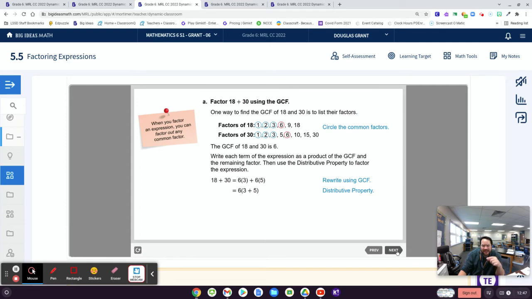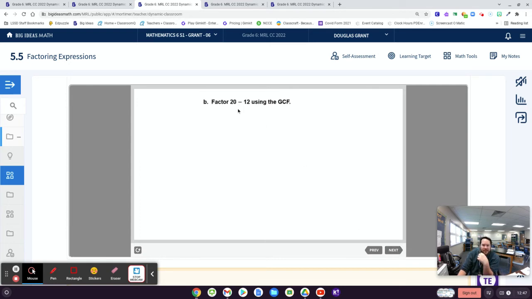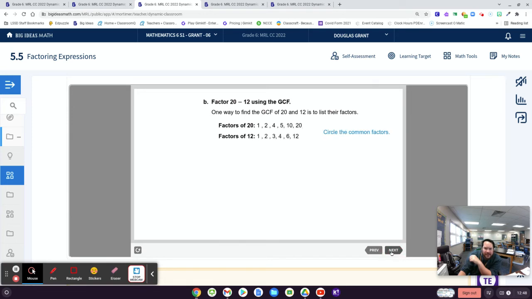Okay, now we're going to move on to the next example. So factor this using the GCF. First, what is the GCF of 20 and 12? Hopefully you got 4, because 4 is the biggest number that goes into both 20 and 12. If you list out all the factors, you'll see 4 is the biggest one they have in common.